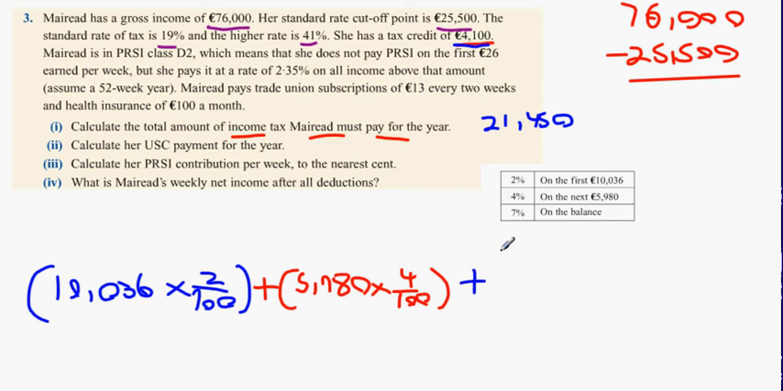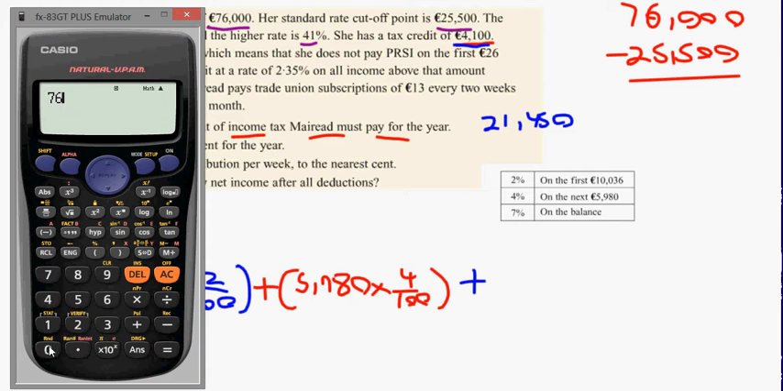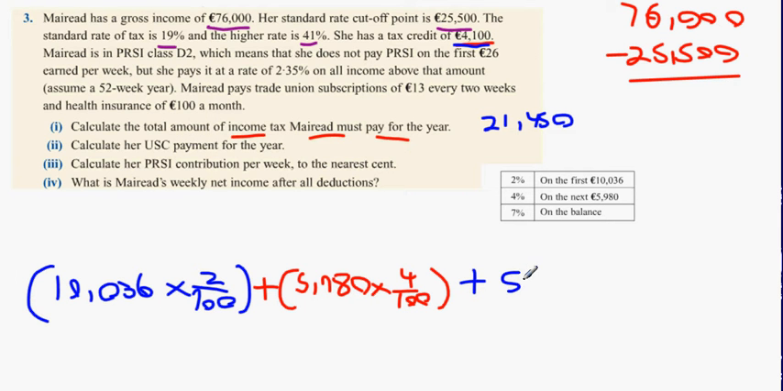Now the remainder is going to be our 76,000. And what we have to do from the 76,000 is take away the 10,036. And then we've got to take away the 5,980 and see how much money we have left to put USC on. It's going to be 59,984. 59,984 multiplied by 7%. And this is the total for the USC.